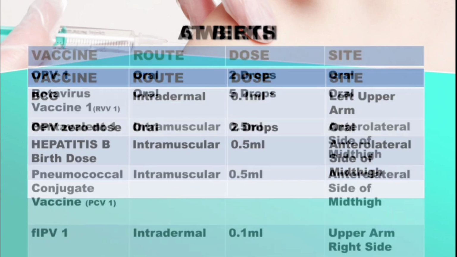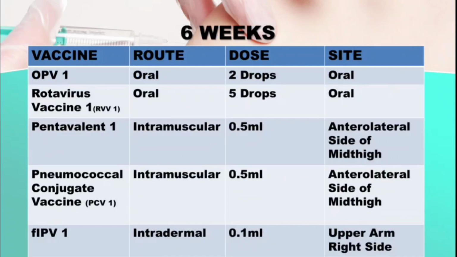Now next, coming to the vaccination at 6 weeks. OPV, oral polio vaccine dose 1, route oral, and 2 drops are given. Now coming to rotavirus vaccine. See, rotavirus vaccine 1, it is an oral vaccine. It is 5 drops which is given orally and it is a live attenuated vaccine.